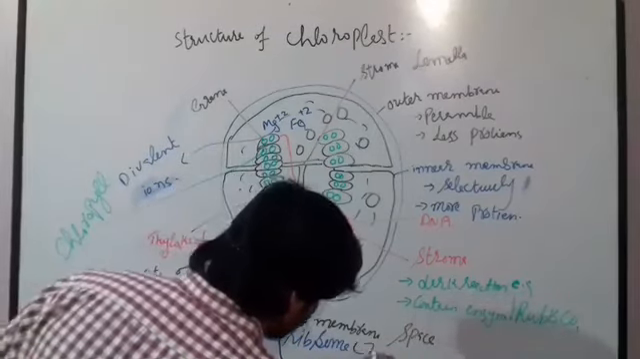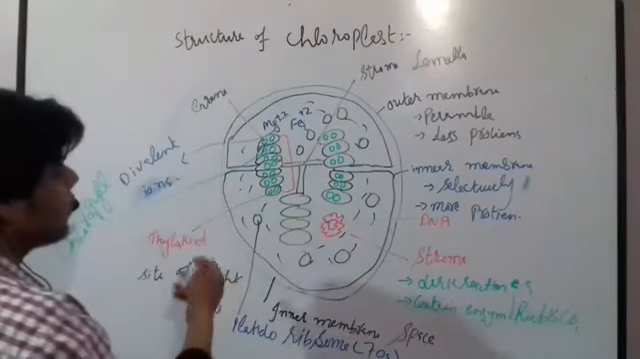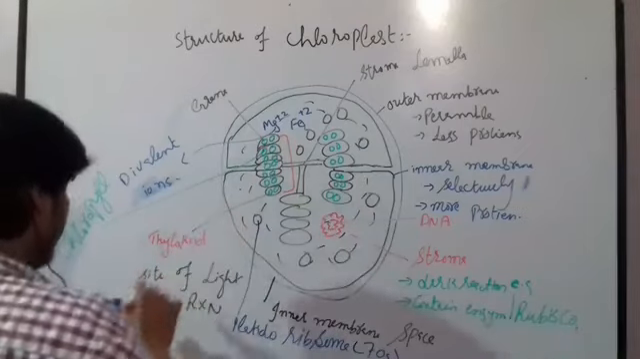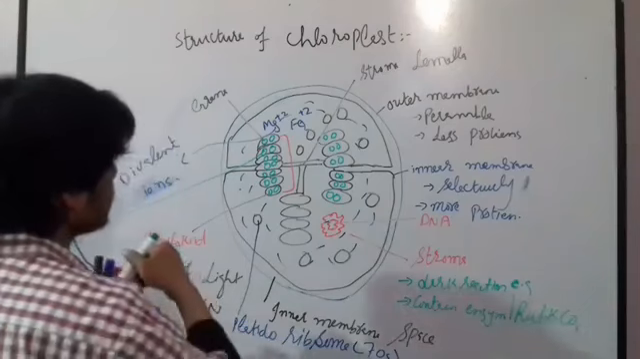And it is usually 70S. Now, moreover, if we talk about the thylakoid, let's explain a little bit about this thylakoid membrane.